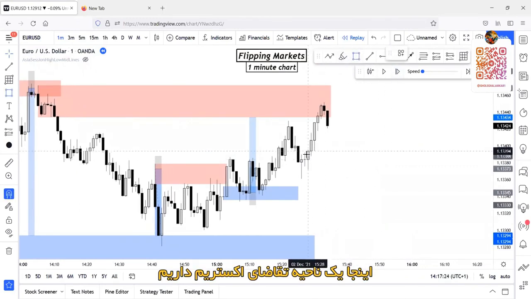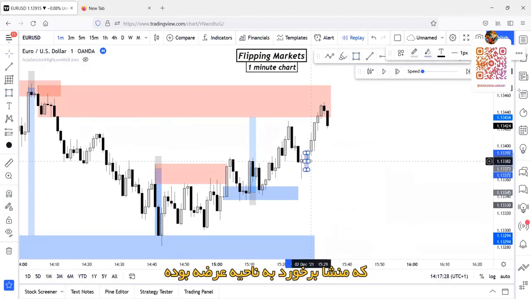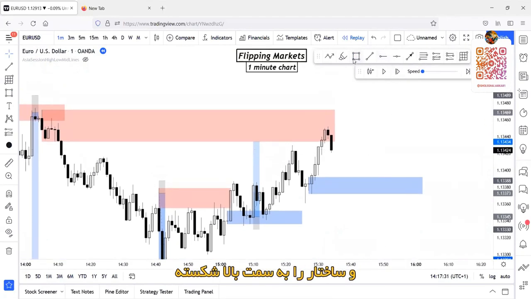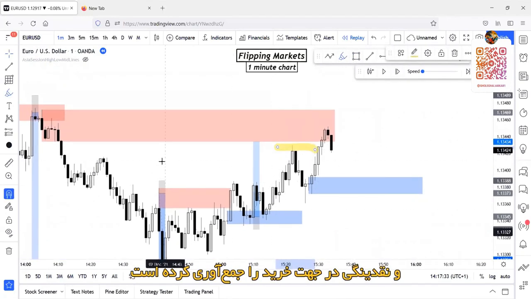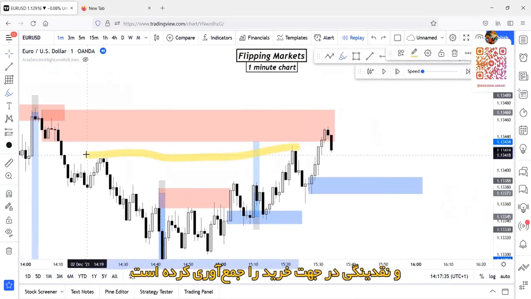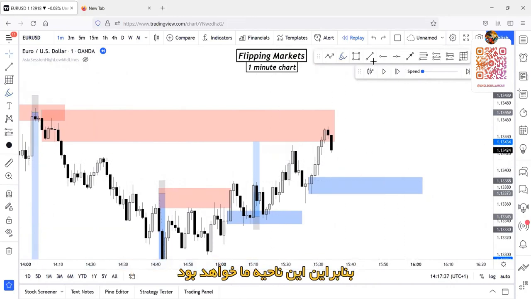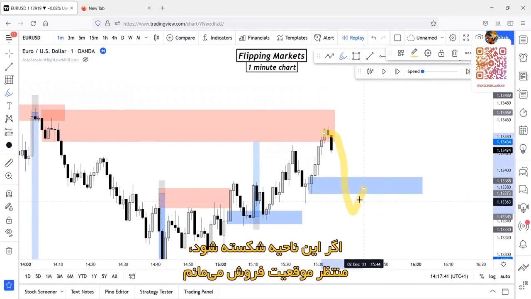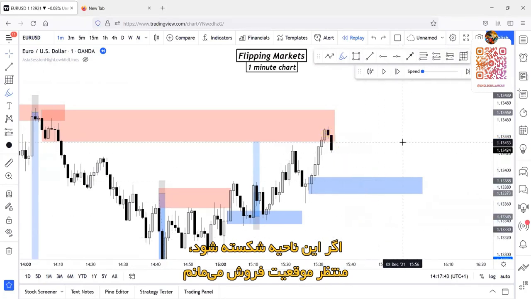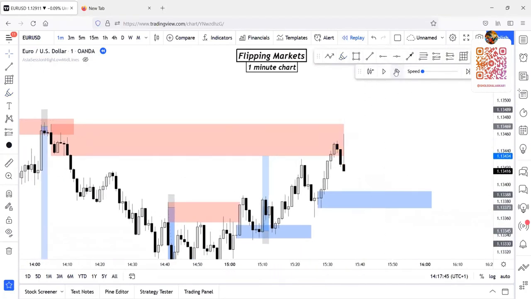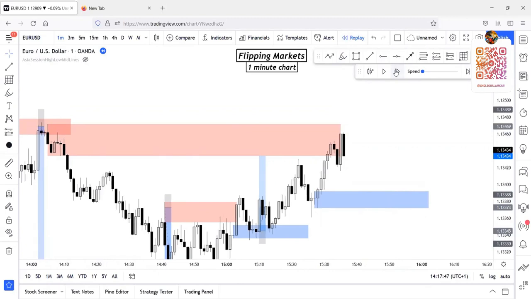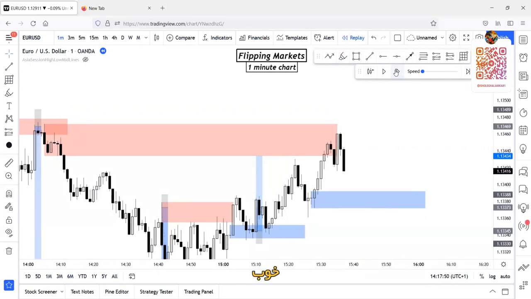Actually, we have this extreme demand zone right here that caused the tap of the supply zone and broke structure to the upside and collected liquidity from the buy side here. So this will be our zone. If this zone breaks, I will wait for a short trade. Okay.